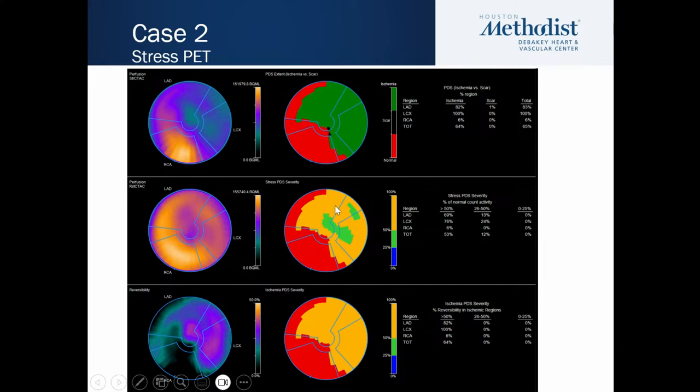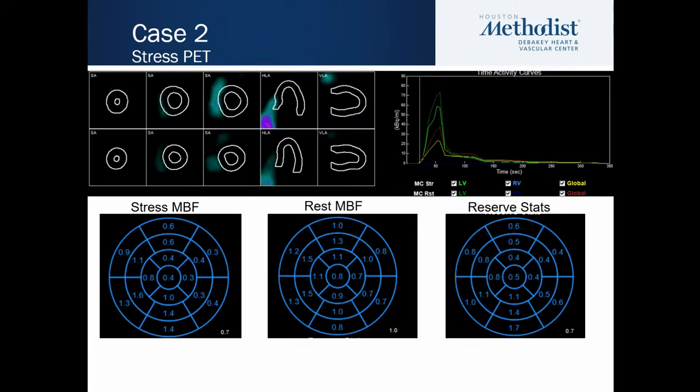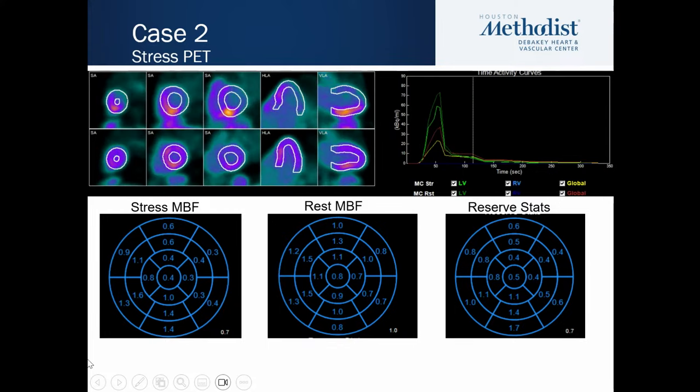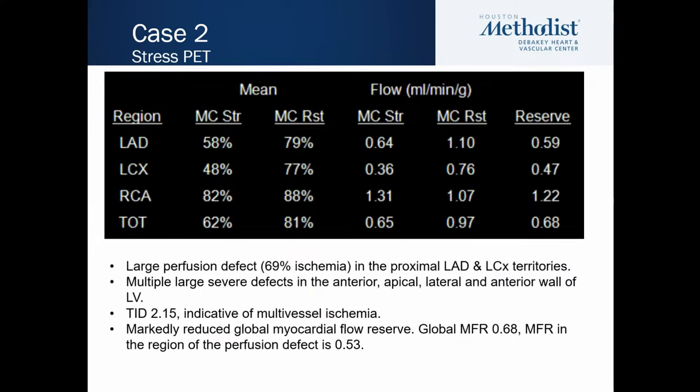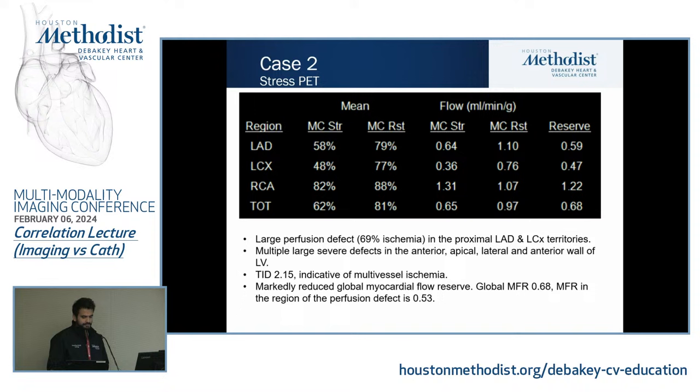With the polar maps, it's just interesting to see that there's a large section of ischemia. It's definitely irreversible, but mainly in the lateral as well as anterolateral and even the anterior wall. And then this is basically to show you the flow data. Flows are terrible everywhere, and I'm going to move on in the interest of time, where the myocardial blood flow reserve is also severely reduced, and there is TID as well, indicative of multivessel disease.